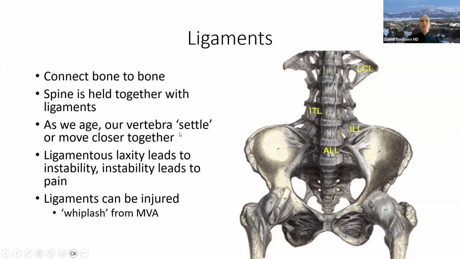As we age, our vertebral bodies settle, meaning the discs flatten out and the bones come closer together. And when they do, you can imagine that all these taut appearing ligaments become a little slack because the bones move closer together. And ligamentous laxity can lead to instability, and of course, instability leads to pain. So treating ligaments, getting them stronger, tighter, shorter, is very, very important.